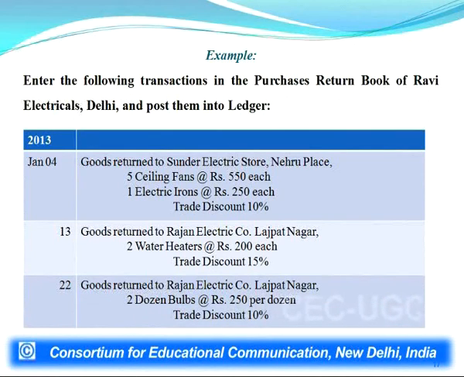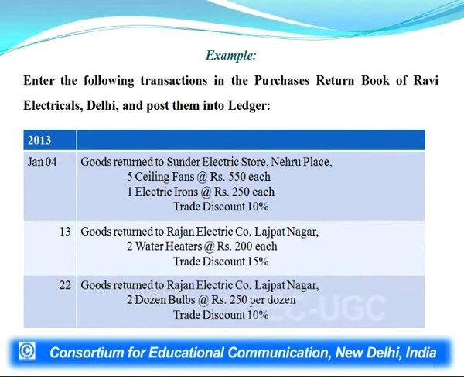January 4, goods returned to Sundar Electric Store, 5 ceiling fans at the rate of 550 each and 1 electric iron at the rate of rupees 250 each, and trade discount 10%. Trade discount is basically that whatever trade discount we availed at the time of purchase, the same trade discount shall be considered while returning the goods also. So, we need to check the bill or invoice for purchase, and whatever trade discount we got, we have to also make adjustment for that here.